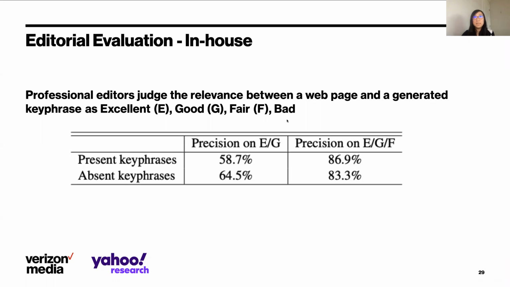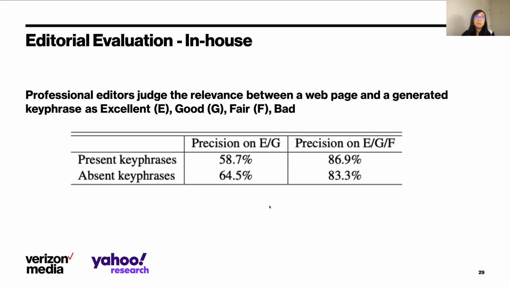Bad means they are completely irrelevant. Fair is slightly relevant, I would say. And good and excellent are those that we really want for a given page. Here we report the precision at M for our model. It's very interesting that for both present and absent key phrase generation, the precisions are comparable. And even for excellent and good, absent key phrases are slightly higher than present key phrases.